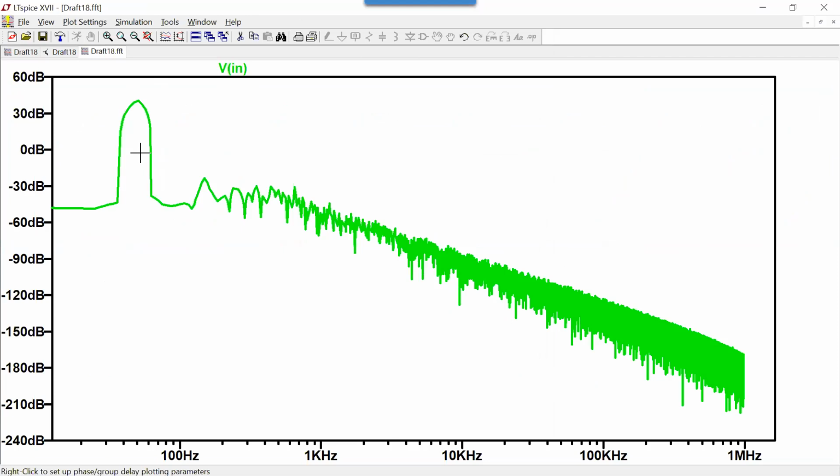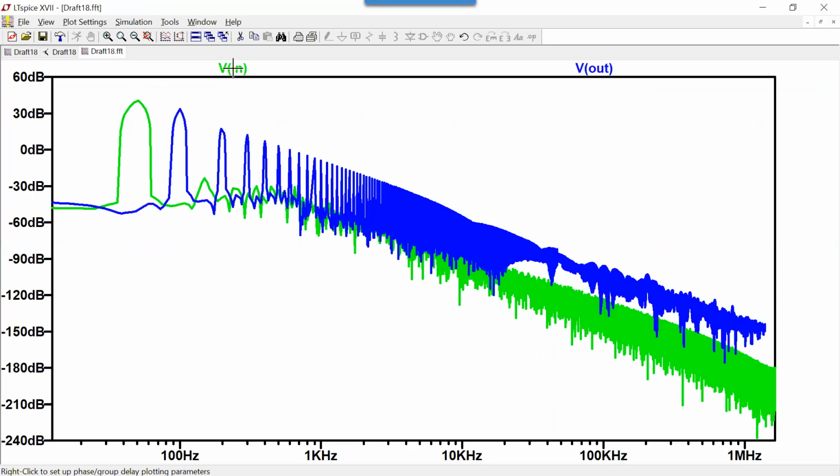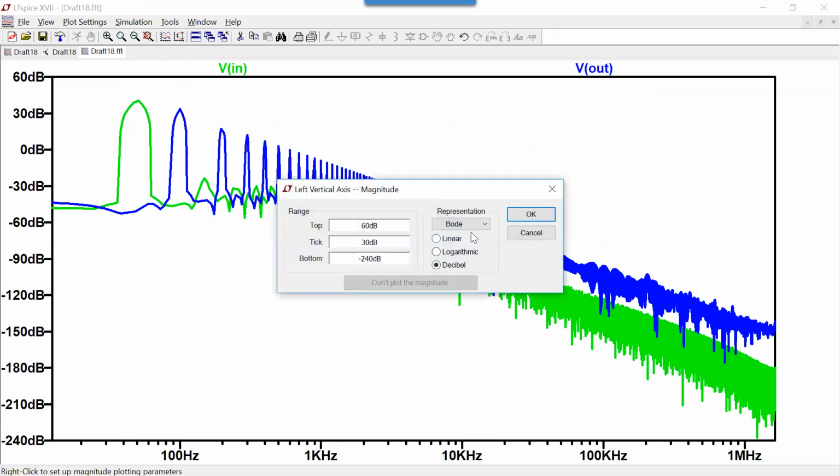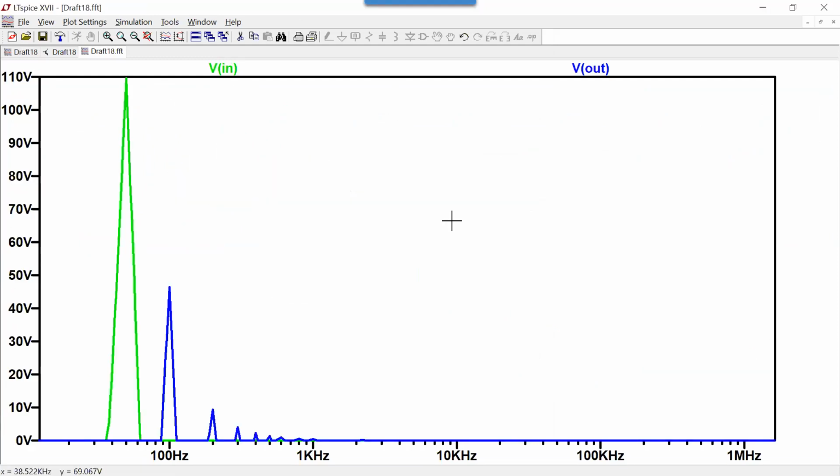All right. Now they put it on a log scale. V in is the input signal. Notice V out has these harmonics, and the frequency's been doubled. Where's the DC? The FFT with LTspice deletes the DC part.